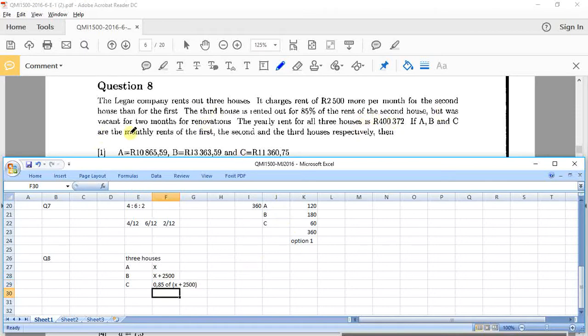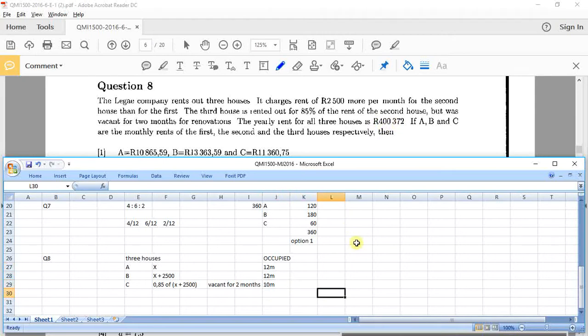I've read it and I've made maths. But the third house was vacant for 2 months for renovations. So vacant for 2 months, so occupied 12 months, 12 months, 10 months. Does that make sense? Yes. The yearly rent for all 3 houses is that.